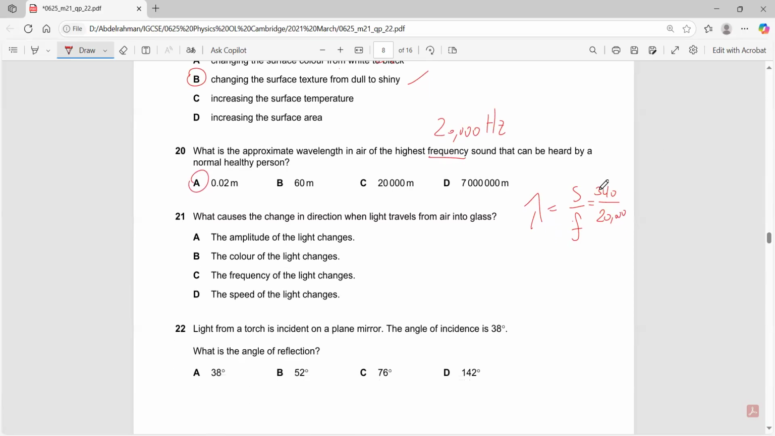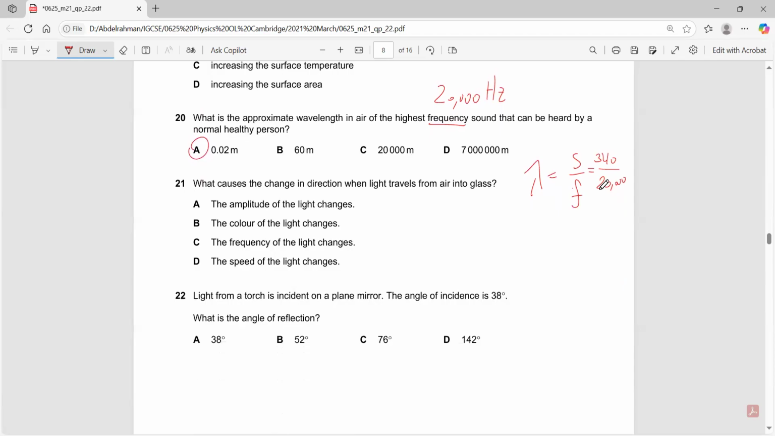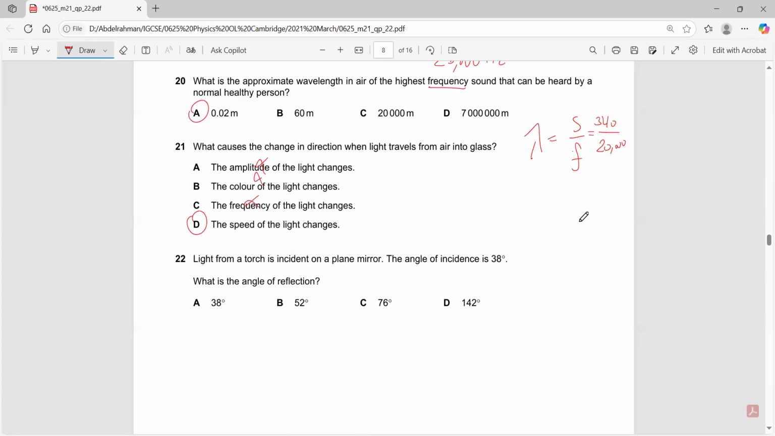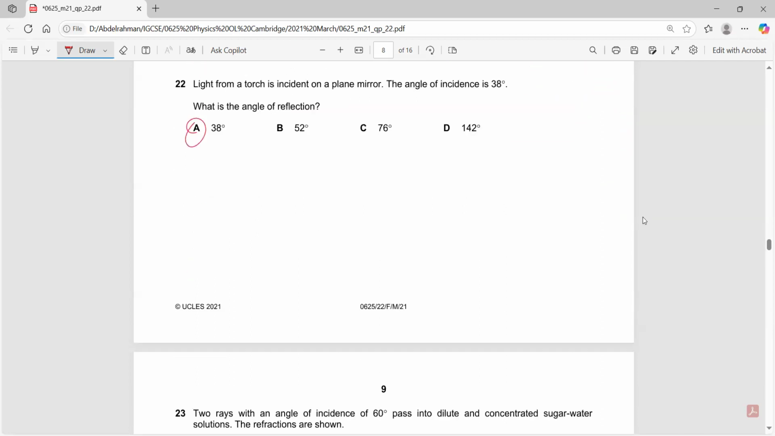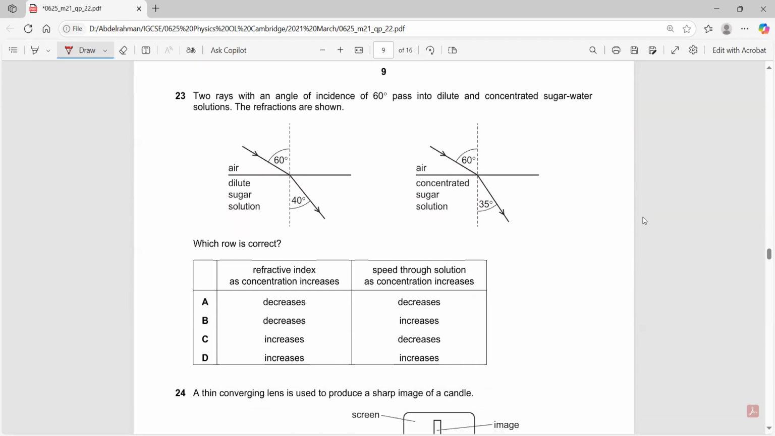What causes the change in direction? When light travels from air to glass, the speed changes, right? The speed changes. All of these remain constant. Light is incident on a plane mirror. The angle of incidence is 38, then the angle of reflection will also be 38. Two rays with an angle of incidence 60 pass into dilute and concentrated sugar water. 60, okay.